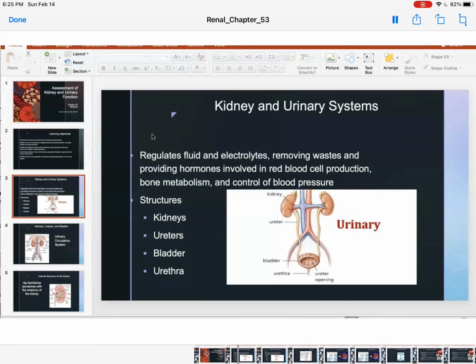Now, the ureters are long fibromuscular tubes that connect each kidney to the bladder. The bladder is a distendable muscular sac located just behind the pubic bone. The urethra arises from the base of the bladder in the male and passes through the penis. In the female, it opens just anterior to the vagina.